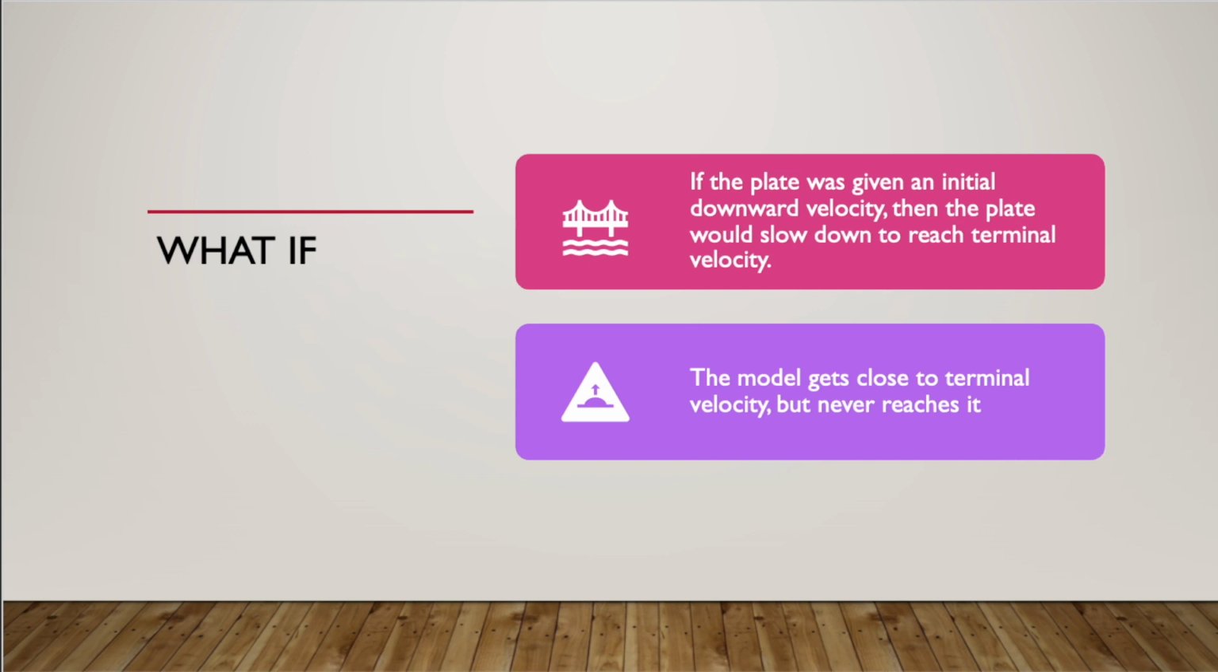If there were to be an initial downward velocity, throwing the plate downward with that initial velocity would cause the plate to slow as it fell due to the drag force being so large. However, the system still does not reach terminal velocity even with the plate thrown downward, but it does show that the terminal velocity for this plate is approximately negative 1.41 meters per second.